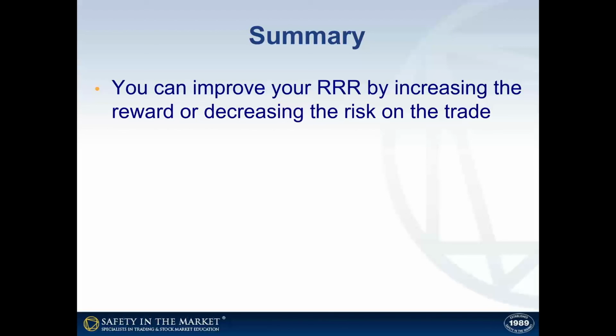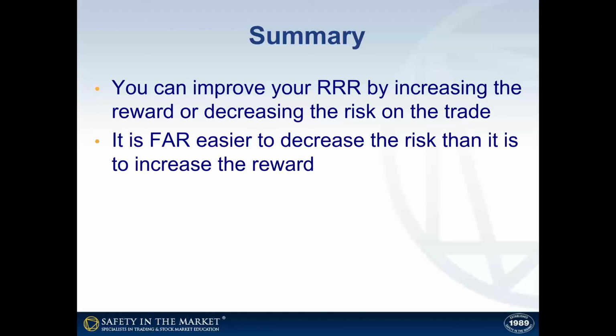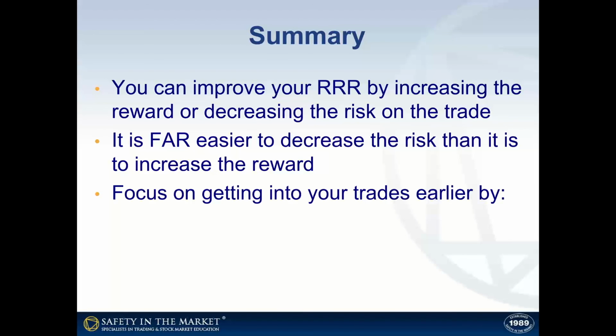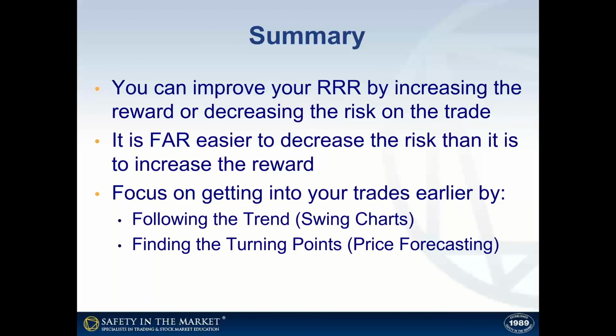So in summary, you can improve your reward to risk ratio on a trade by increasing the reward or by decreasing the risk on the trade. In my opinion, it is far easier to decrease the risk on a trade than it is to increase the reward on the trade. And the way to do that is to get into your trades earlier by following the trend of the market and finding the turning points in the market. So learn swing charts, learn price forecasting, and focus on picking those turns in the market.